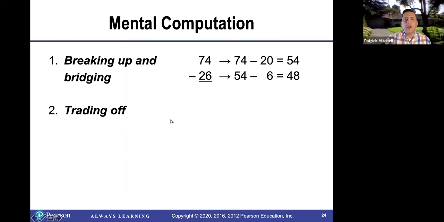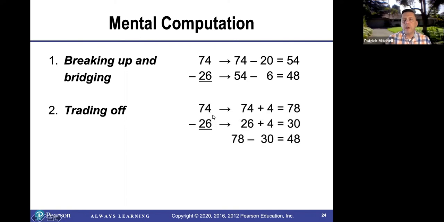Trading off. That's really the same thing as the equal additions method. So it would be easier to subtract 30 than 26. So if we add 4 to both of those numbers, we come up with 78 minus 30. It's very easy to see that 78 minus 30 is 48.